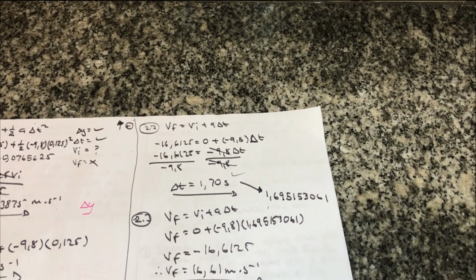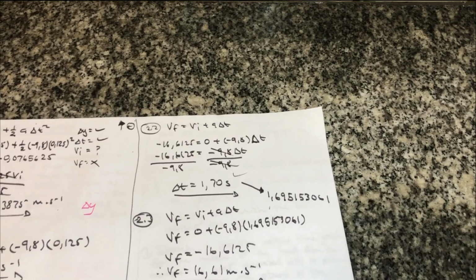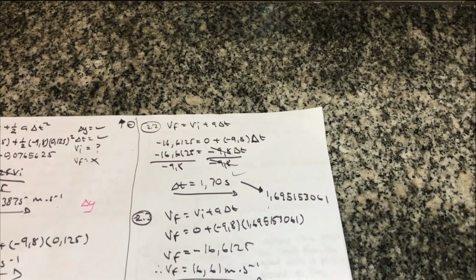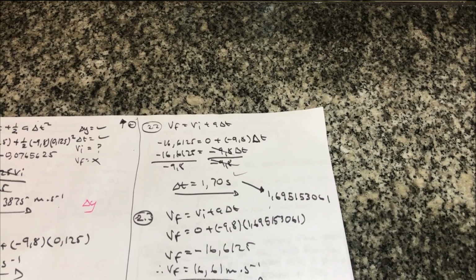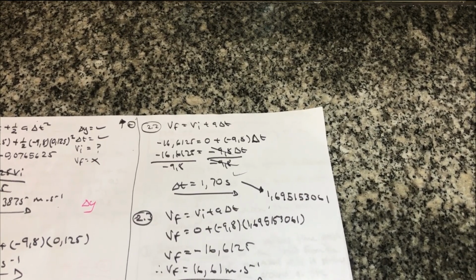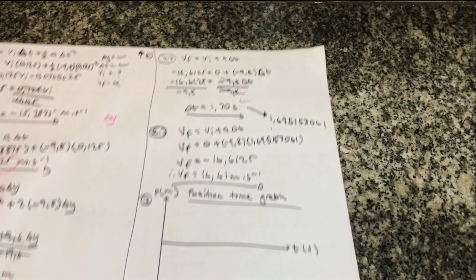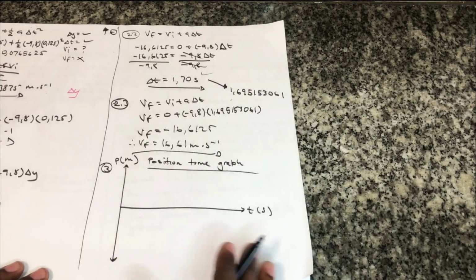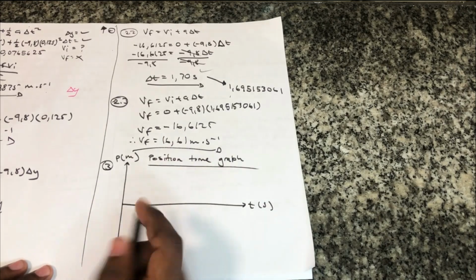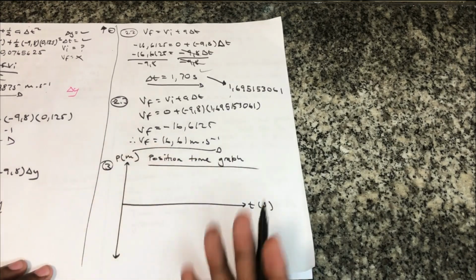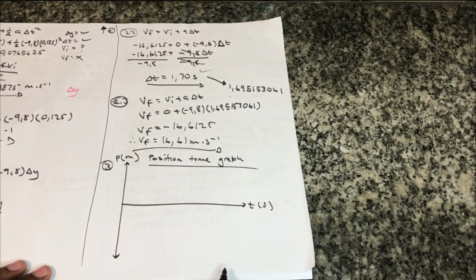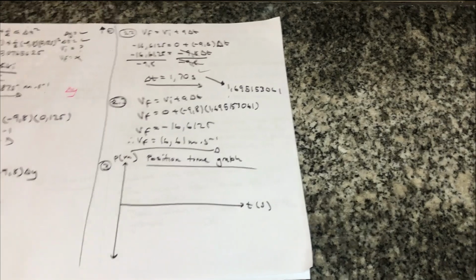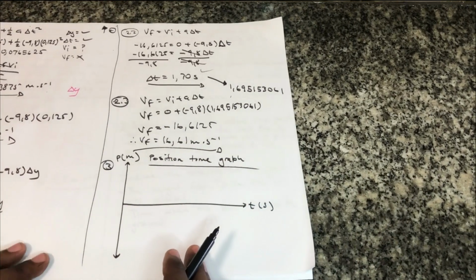Position time graph. You just write position time graph. This is our time in seconds, our position in meters, or height in meters. So sorry, guys. Someone didn't see that, and I kept on making the very same mistake because I'm much more concentrated on the paper. Sorry about that.